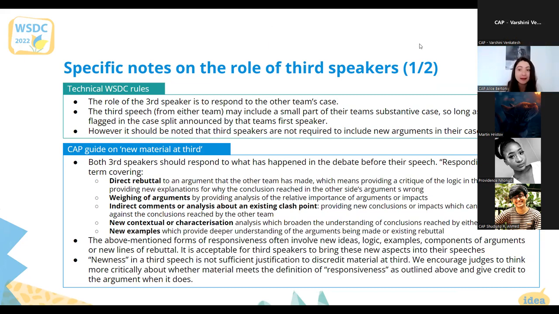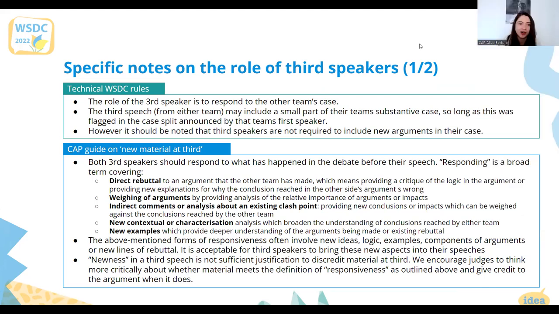Okay, cool. So let's dive in a little deeper on the third speaker's speeches. Vashini already covered a bit of it, about new materials, but what I think is very important to flag here is how we define if a thing that came in a third speaker's speech is actually new material or not. There are a few things that third speakers can do that aren't new material and are potentially new to the debate. For example, a third speaker can provide a direct rebuttal to arguments that other teams have made. If the rebuttal wasn't previously mentioned by the other speakers, that's fine, because what the third speaker is doing in that case is engaging with what happened in the debate.